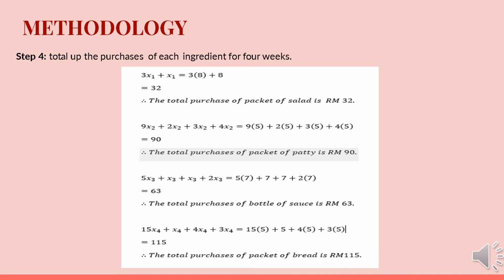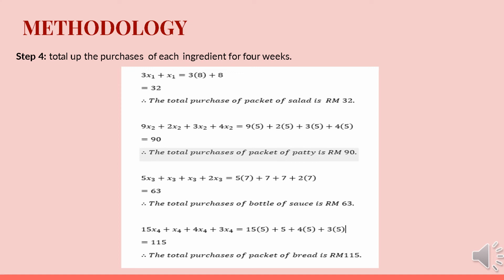For the purchases of bottle of sauce, which is x3, we've got 5x3 plus x3 plus x3 plus 2x3. After we substitute the price, we've got 5 times 7 plus 7 plus 7 plus 2 times 7. And we've got the total purchase is 63 ringgit.